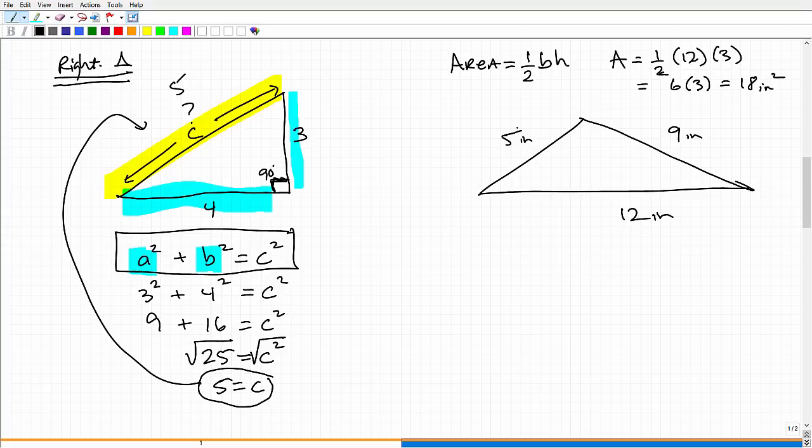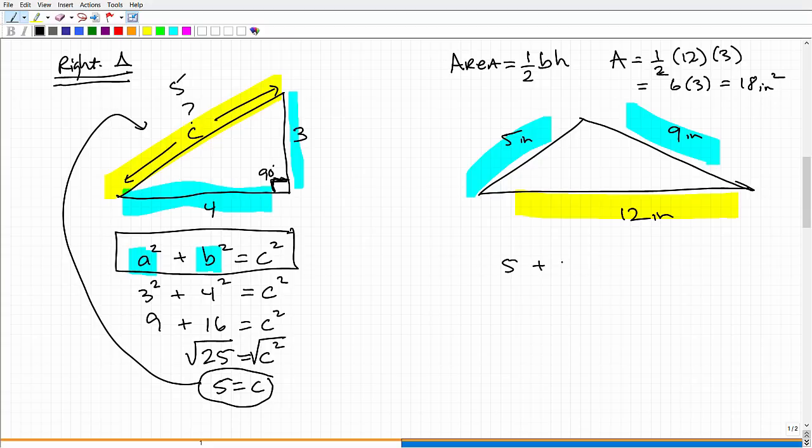So one of the unique things about triangles is the following. If you take two sides of a triangle and you add up those two sides, it will always be greater than the third side. So for example, let's say these are the measurements of my triangle, 5, 9, and 12.